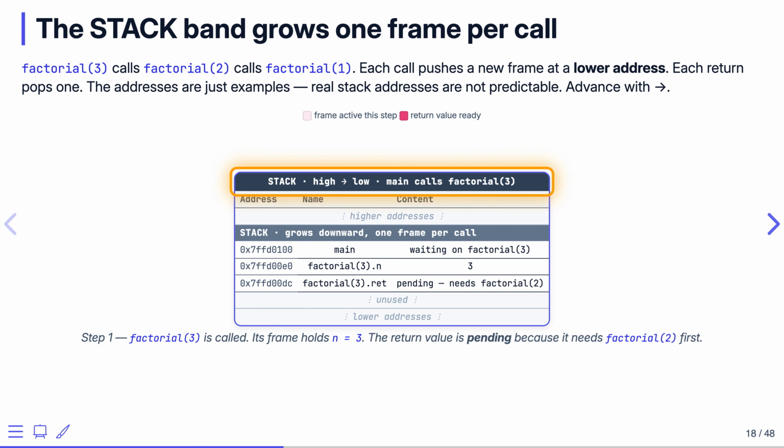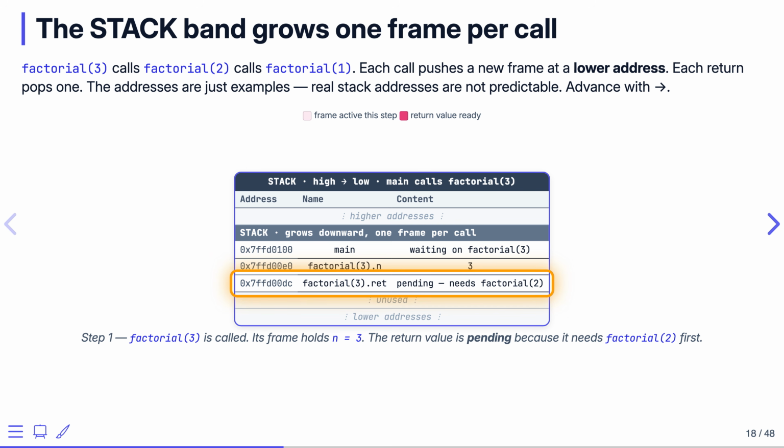Let us watch the call stack grow, 1 frame at a time. The program starts by calling factorial of 3. The computer builds a frame for this call. The frame stores one value. It holds n is equal to 3. Now look at the return value. It says pending. Factorial of 3 cannot finish yet.